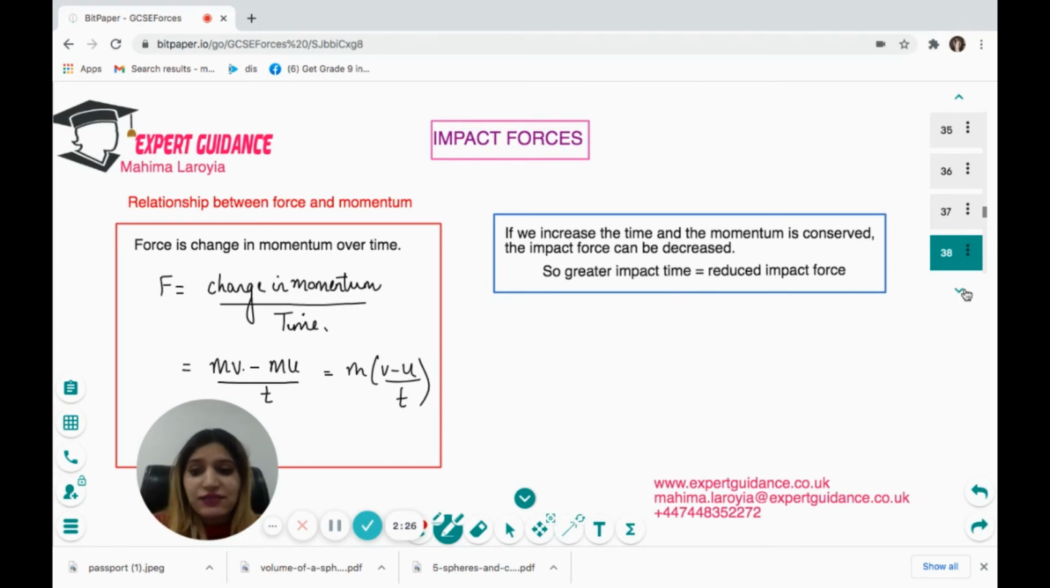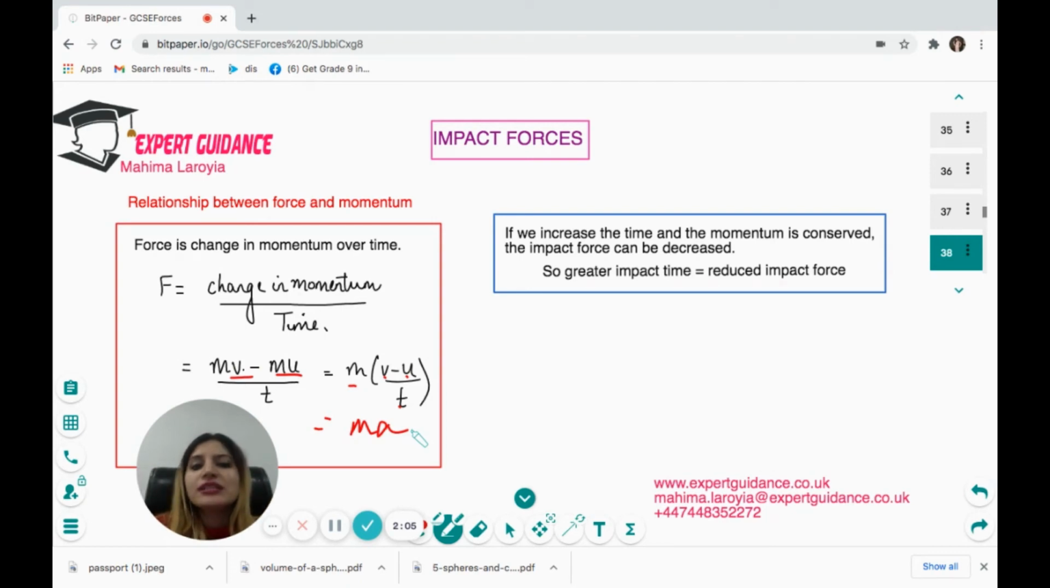So that is another definition for force. Now, change in momentum would be mv minus mu, where v is the final velocity and u is the initial velocity, over t. So force equals mass times (v minus u) over t, where (v minus u) over t is acceleration. So that derives force is equal to mass into acceleration.